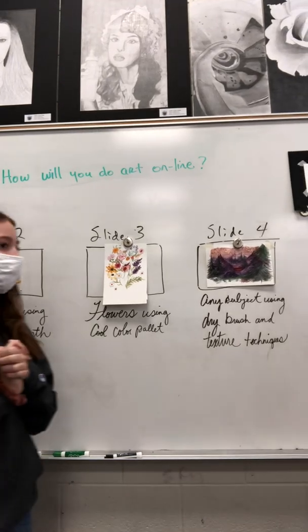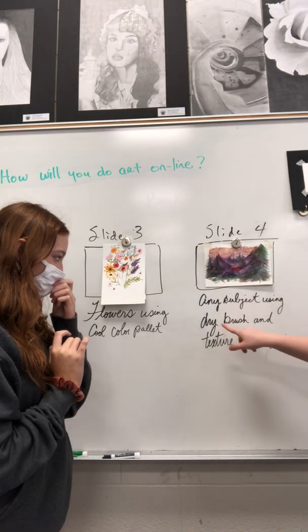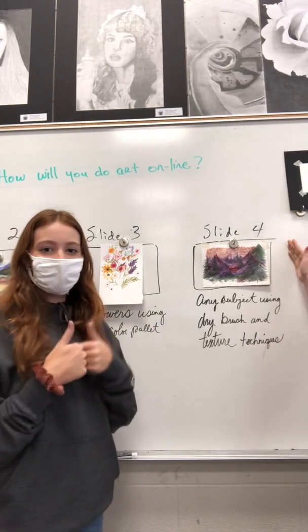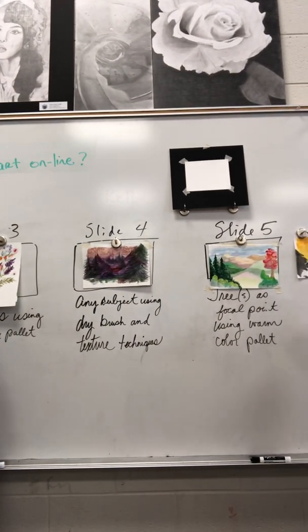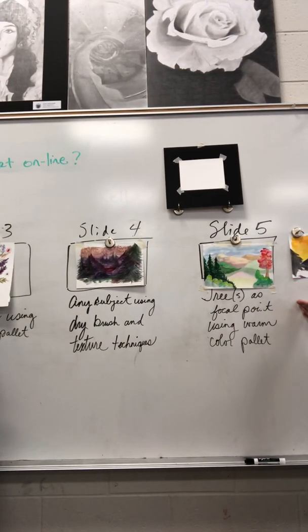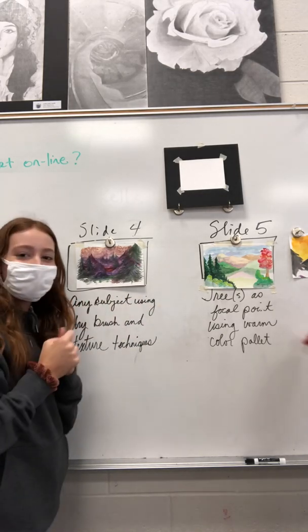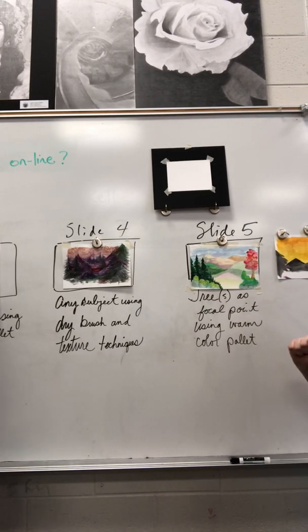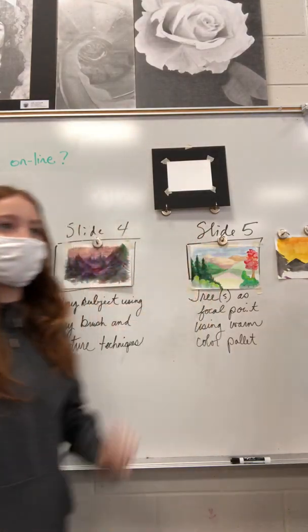I can't read that. Any object using dry brush and texture techniques. Slide 4. And slide 5, trees and focal point. Focal point. Oh, focal point. Using... Don't know that word. Warm color palette. Red, orange, yellow. Okay.